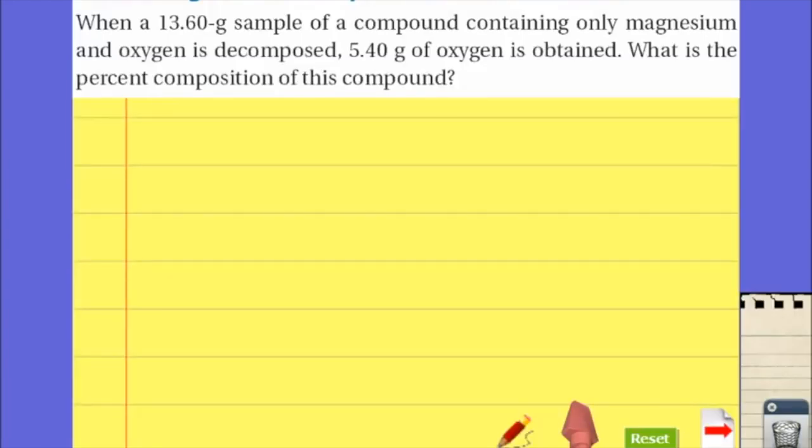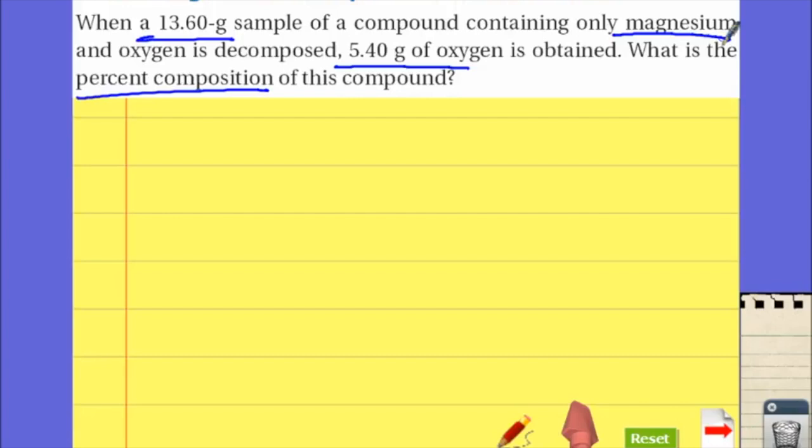Okay, let's quickly solve this one as a practice before we move on to something else. Now they give you a specific mass: a 13.60 gram sample of a compound containing only magnesium and oxygen, only those two elements, the mass of oxygen is 5.40 grams. What is the percent composition? When they ask percent composition, you need to do it for each element in the compound, for each one.